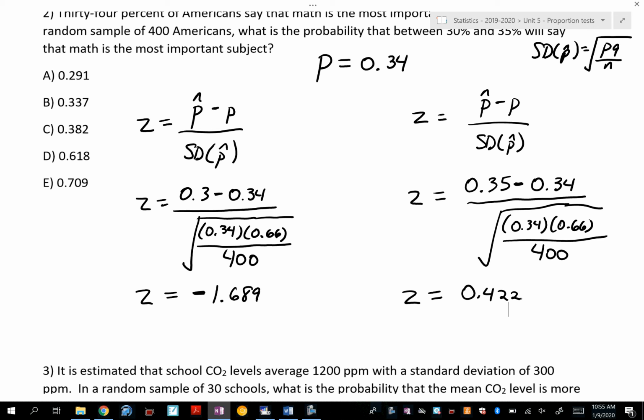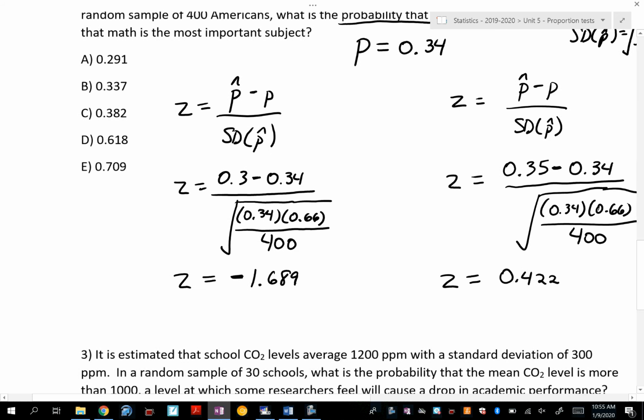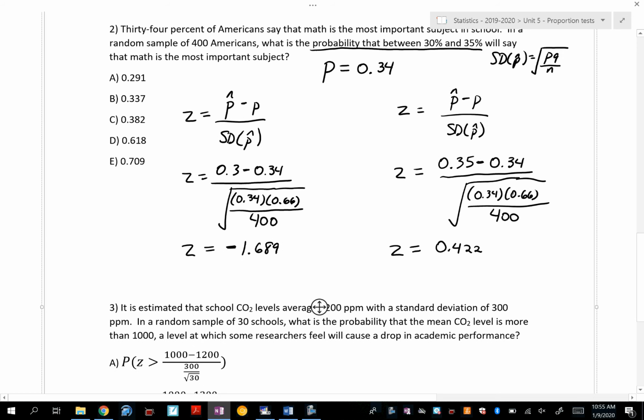Okay, so as you're getting to this point where you have your z-scores, we're trying to find the likelihood that it's going to be between these two numbers. So when I draw my curve, I'm going to sketch negative 1.689, 0.422. And the phrase here is between as opposed to at least on the previous model. So we're going to shade in between them.